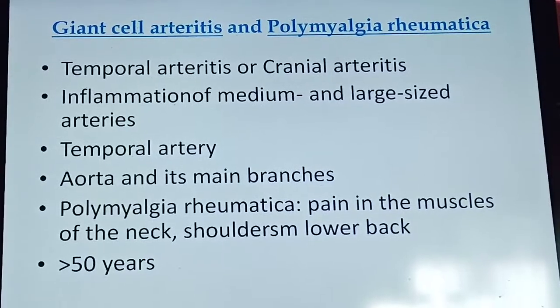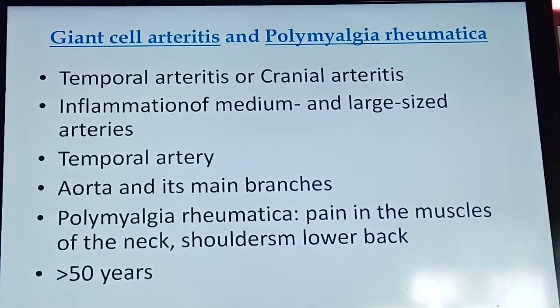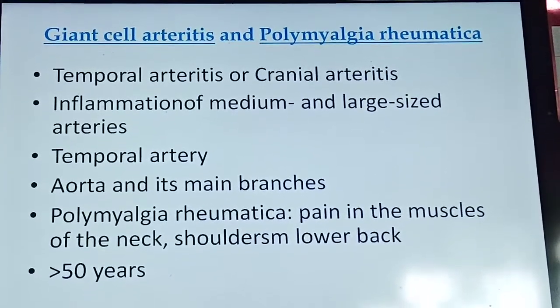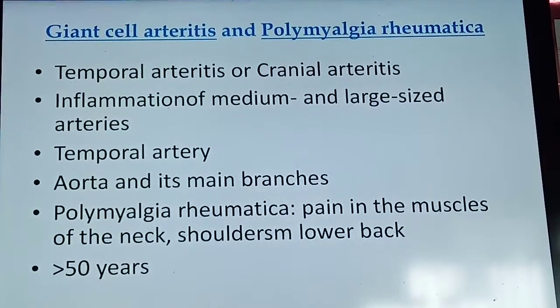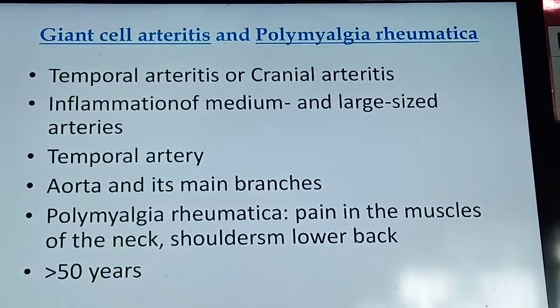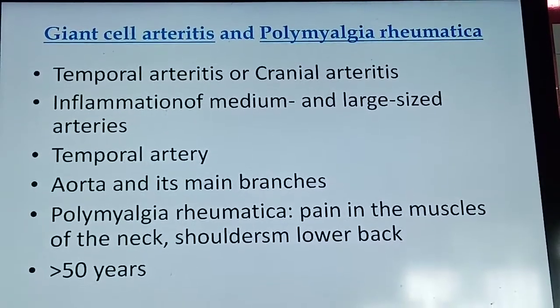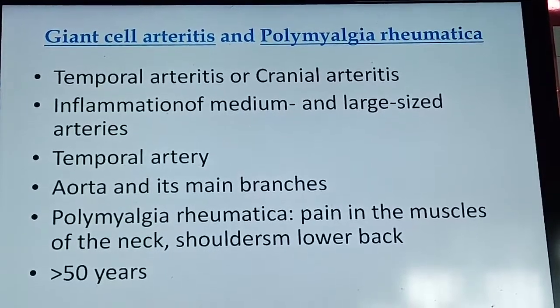Arteritis and polymyalgia rheumatica usually involve the temporal artery and cranial arteries, with inflammation of the medium and large size arteries. Along with temporal artery involvement, the aorta and its branches may be involved. In polymyalgia rheumatica, there is pain in the muscles of the neck, shoulder muscles and lower back muscles. It usually occurs in people more than 50 years of age.